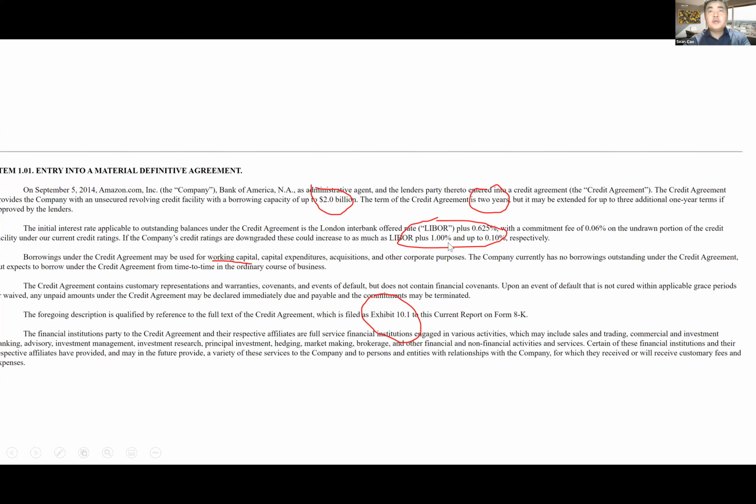And what's the loan rate, the yield? It's about 0.625%. And also what's the loan used for? The loan is used for working capital. You guys can see the loan is very different. This is a credit agreement. What you guys see is that when a corporate borrows money, there are two types of borrowing.